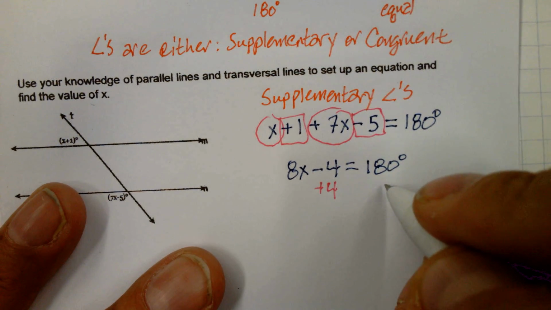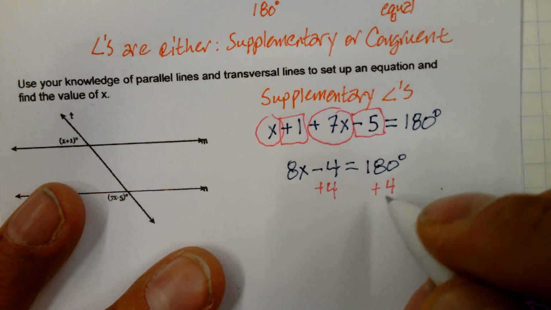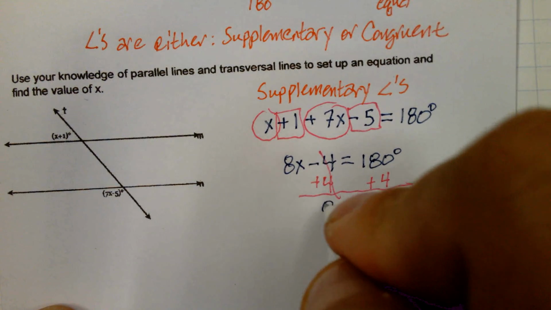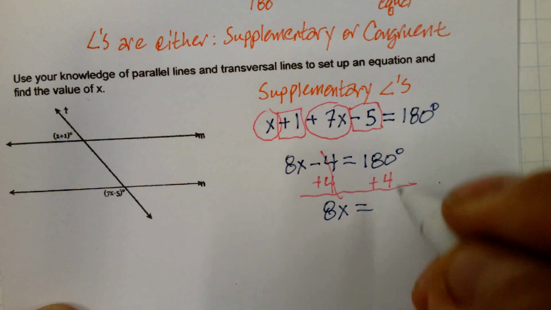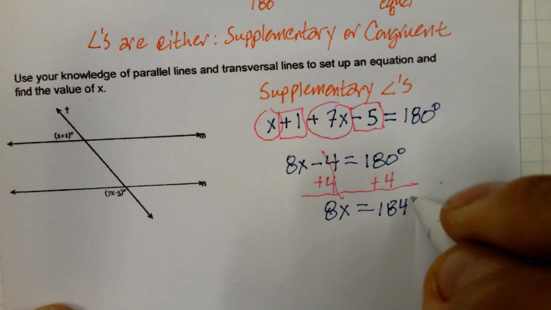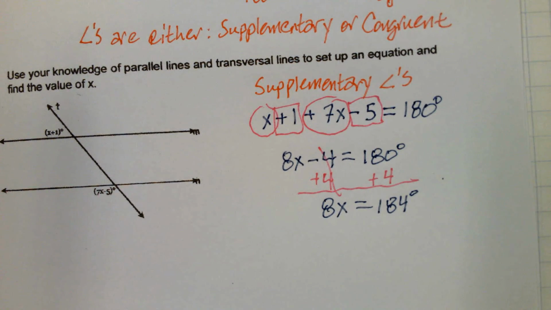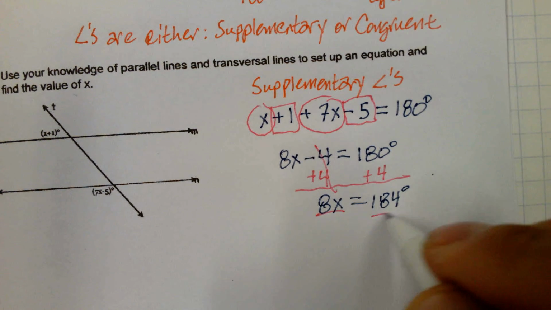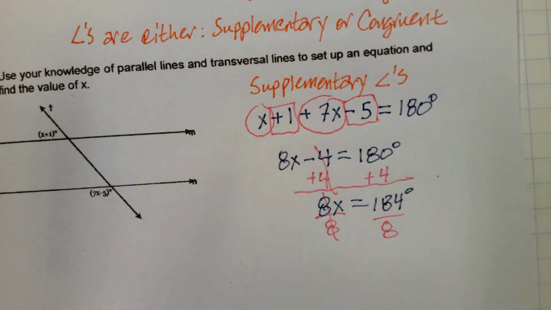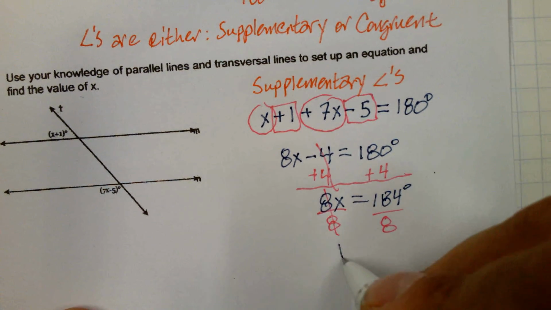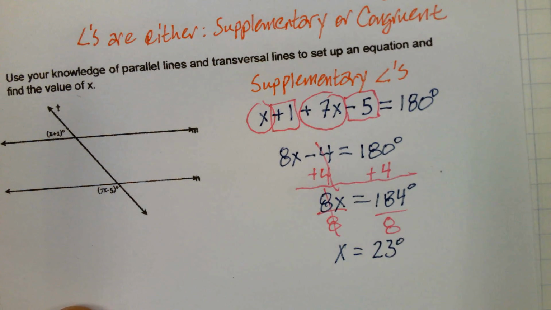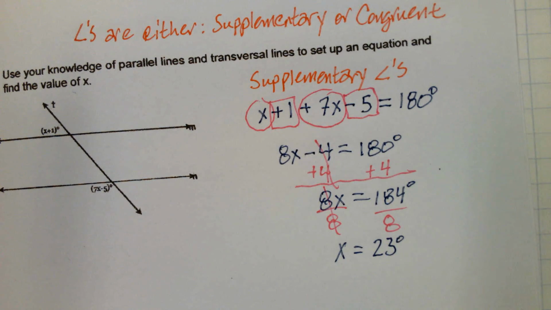So combine like terms is the first thing we do. Yes, always. So 8x equals 180 plus 4 is 184. And divide by 8. And that's x is 23. So we just figured out x. X is 23 degrees.